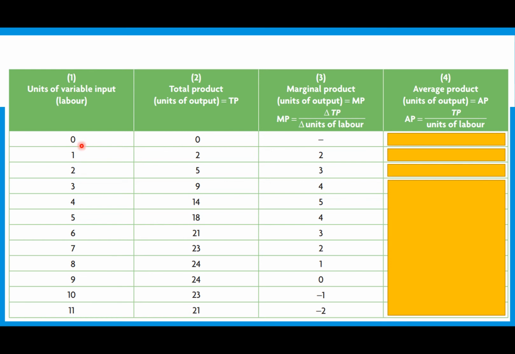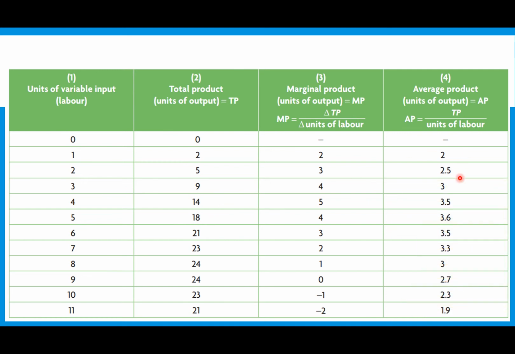Average product is TP divided by units of labor. TP 0, units of labor 0, of course. For the second one, TP is 2, units of labor is 1, so 2. For the third one, 5 divided by 2, so each unit of product will be 2.5, and so on and so on. Again, it never turns negative for this one, but it increases and decreases. There might be a trend for it.